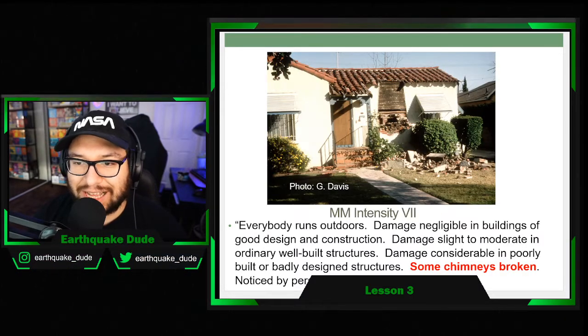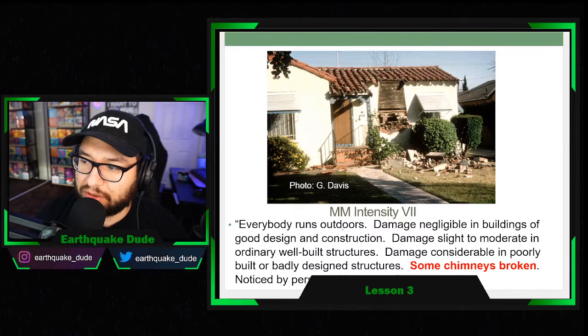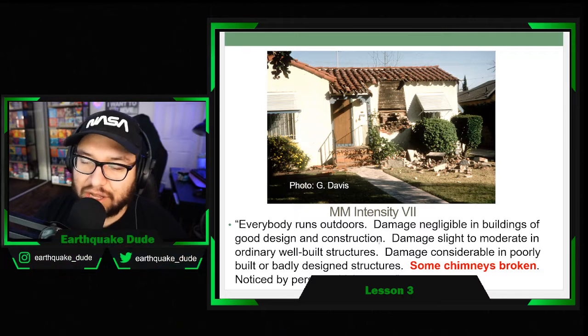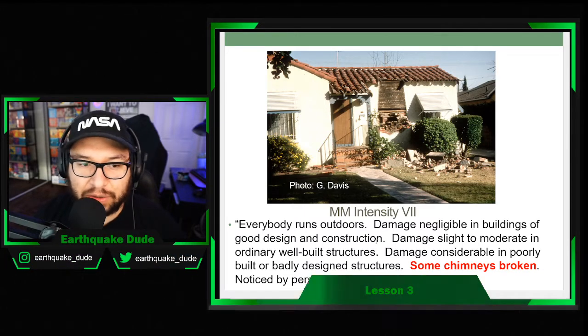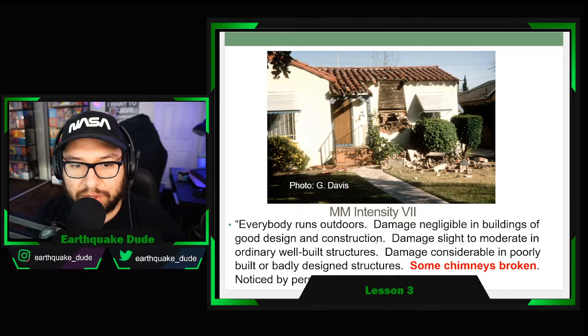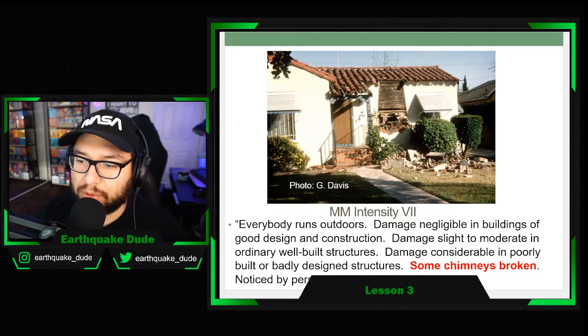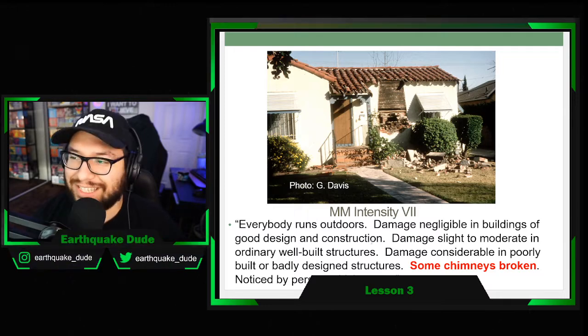This one was an intensity 7, so everybody runs outdoors, which is not what you're supposed to do, by the way. Damage negligible in buildings of good design and construction. Damage slight to moderate in ordinary well-built structures. Damage considerable in poorly built or badly designed structures. Some chimneys broken, and people driving cars definitely felt the earthquake.